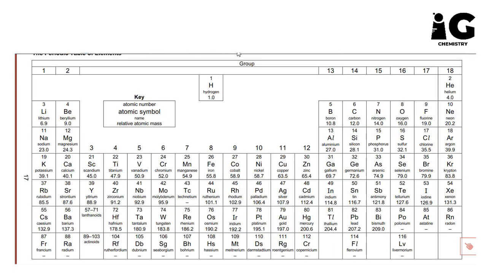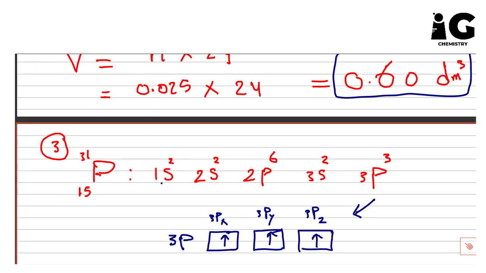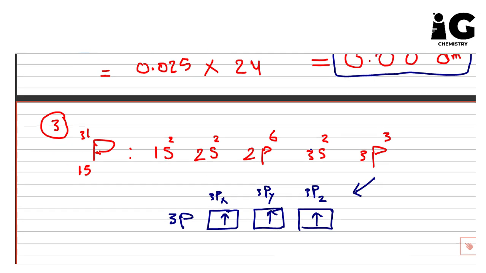This is from the periodic table. So this is phosphorus, this is P, as you see here. So you see, guys, this is 15 protons, which equals 15 electrons. So you can distribute the 1s notation: 1s2, 2s2, 2p6, 3s2, and 3p3.